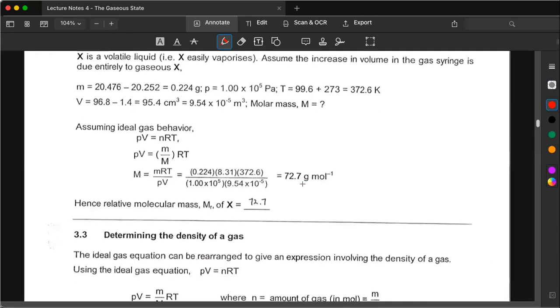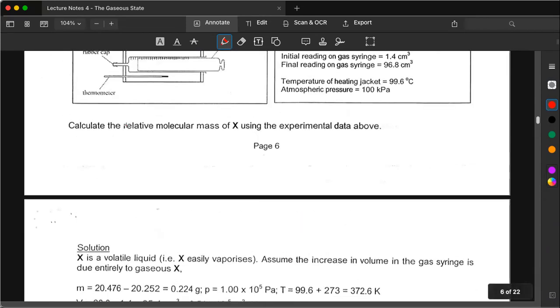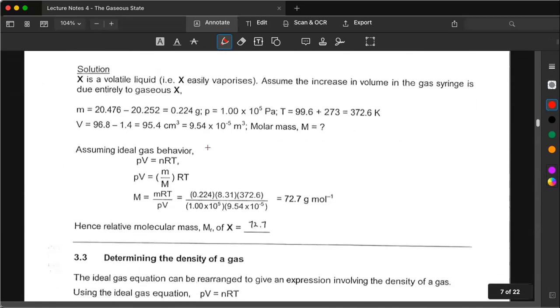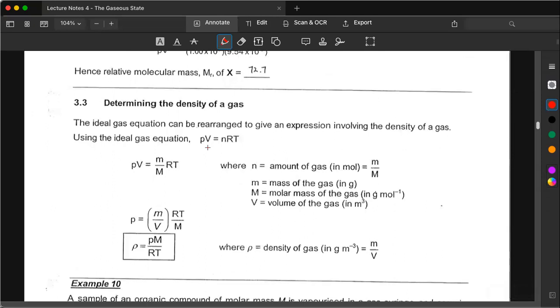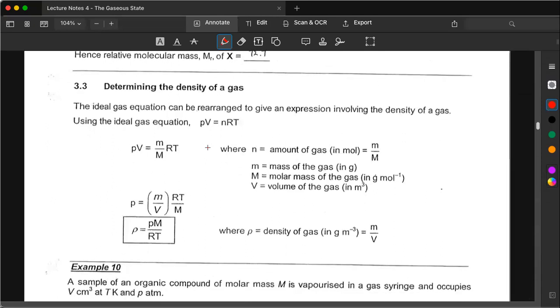We cannot leave this as the final answer because the question specifies MR of X in the question. Now, how about determining the density of a gas? So we can rearrange the ideal gas equation to give an expression involving the density of gas.